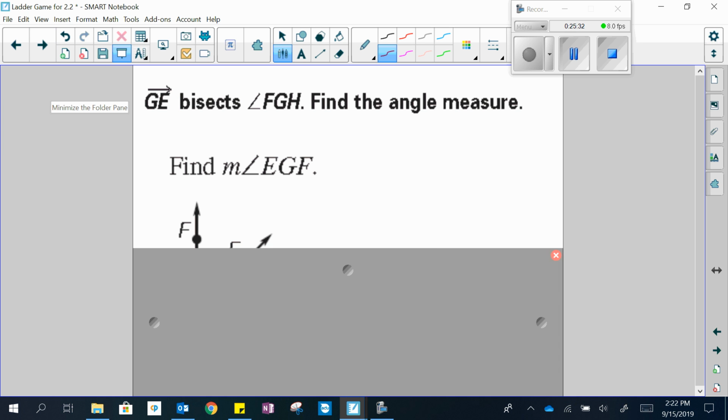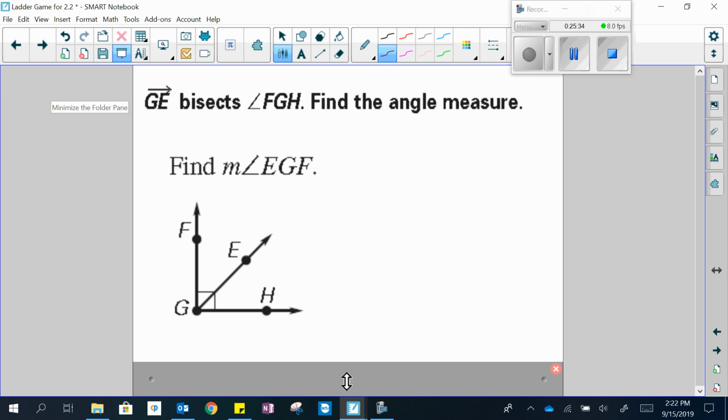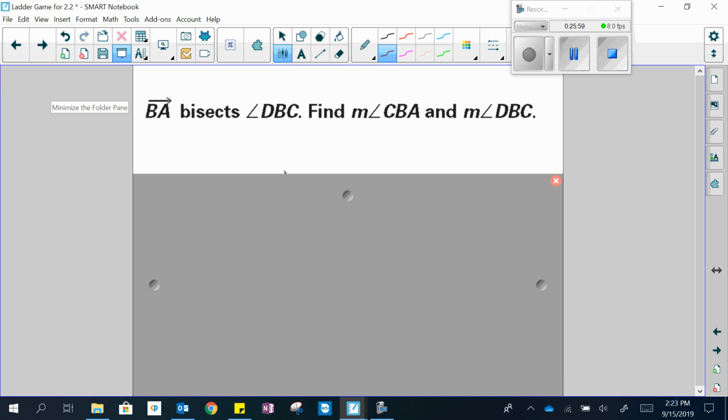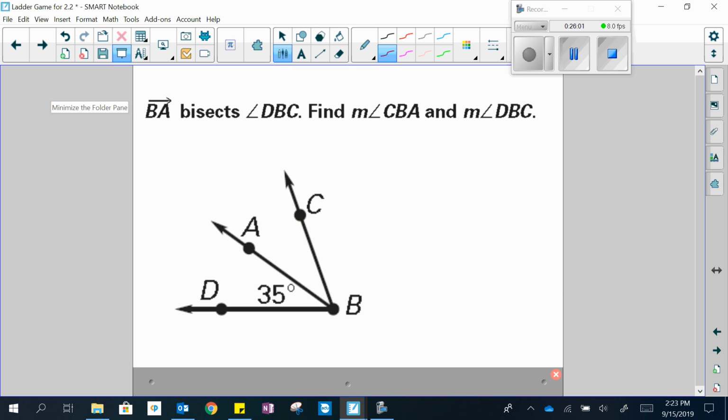Let me show you the diagram and then pause it. All right, so remember the red box means 90. It wants you to find EGF. So that's this angle. You would take 90 and divide it by 2, and you would have 45 degrees. All right, moving to the next problem. Let me show you the diagram. All right, there it is. Now you can pause it, take your time and read.